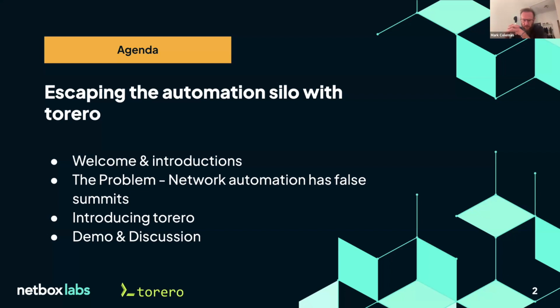So we're going to take a look at the agenda for today so you know what's coming up. As you'll know, if you've seen these before, we like to start with a big high-level problem and see how this relates to you and your network automation initiatives. We've just done the welcomes and the introductions, and today the problem we're going to be looking at is network automation having false starts, or false summits, I should say. So, thinking you're done when you're not really done, but we'll dive into that in a minute. And then we'll have a look at Torero and how it can help.